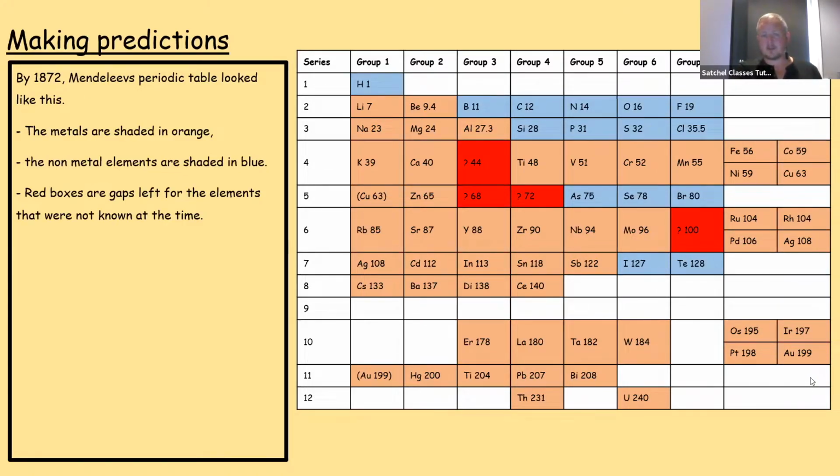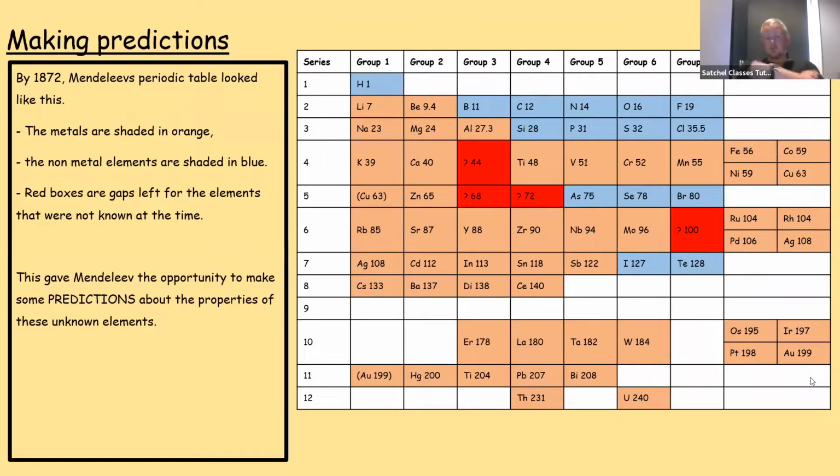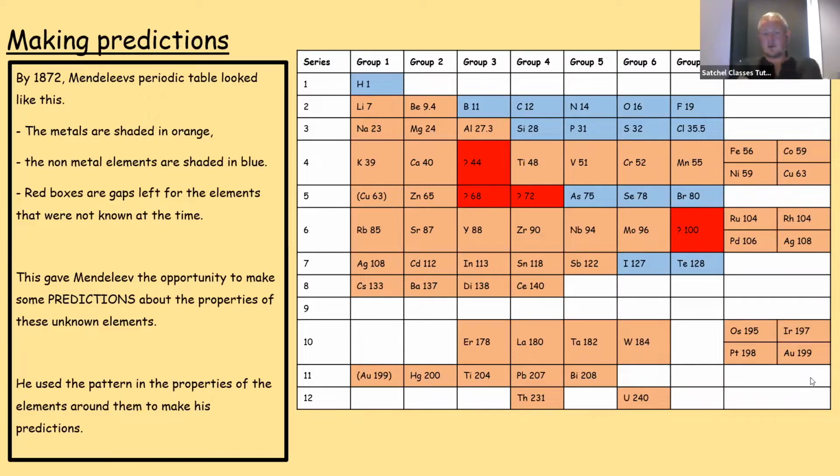Red boxes were gaps that he left for elements that hadn't been discovered at the time, but that he thought should exist based on what he'd done with the patterns. This gave Mendeleev the opportunity to make predictions about the properties of these unknown elements. He used the patterns in the properties of the elements around them to make his prediction.